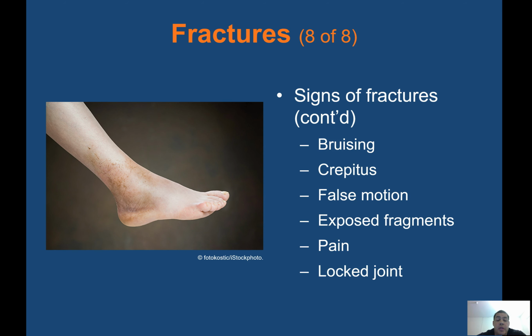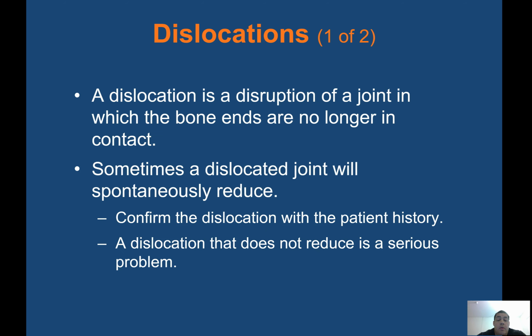Signs of fractures: bruising, crepitus, false motion, exposed fragments, pain, locked joint. Dislocation. A dislocation is a disruption of a joint in which the bone ends are no longer in contact. Sometimes a dislocated joint will spontaneously reduce. Confirm the dislocation with the patient history. A dislocation that does not reduce is a serious problem.